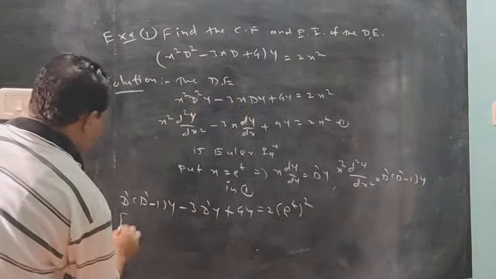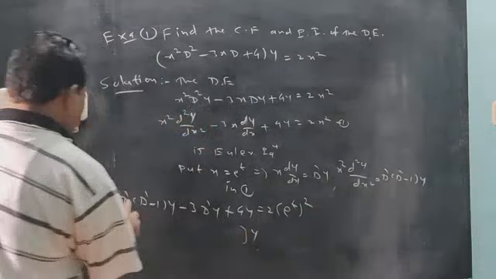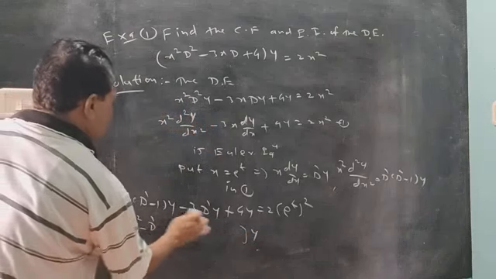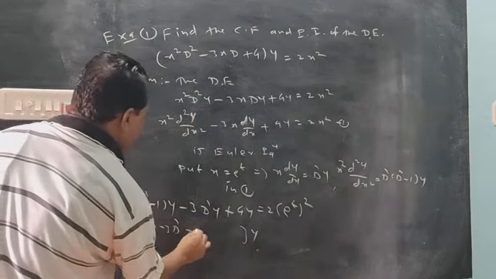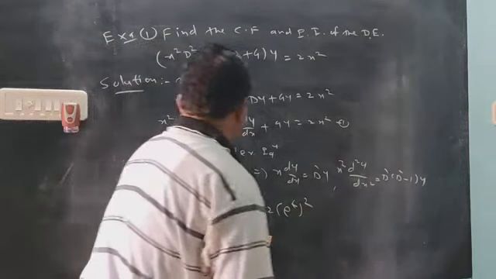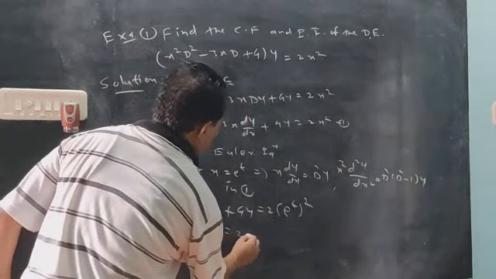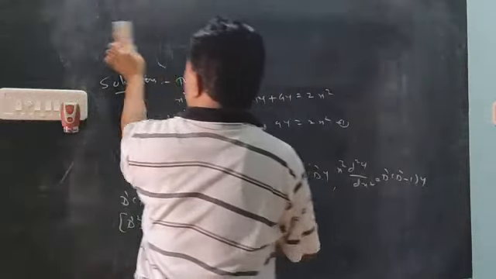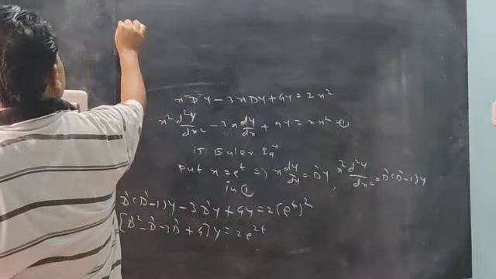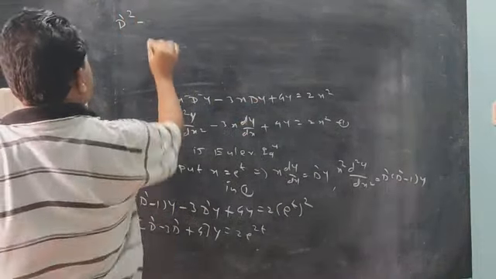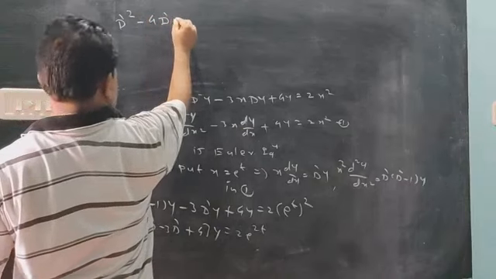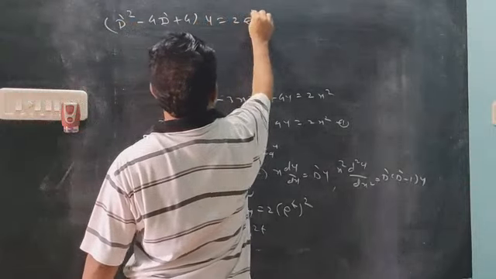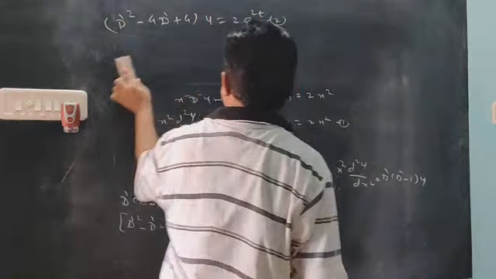So this now becomes y times the common factor: [D'(D' − 1) + 3D' + 4] y = 2e^(2t). That is, (D'² − D' + 3D' + 4)y, which simplifies to (D'² + 2D' + 4)y = 2e^(2t). Now the problem is completely converted.